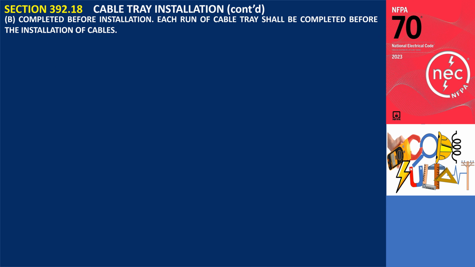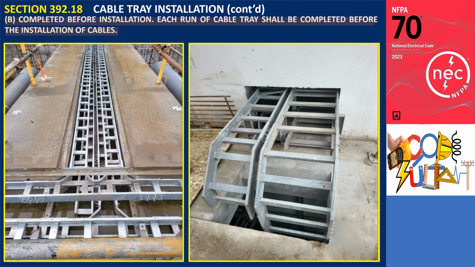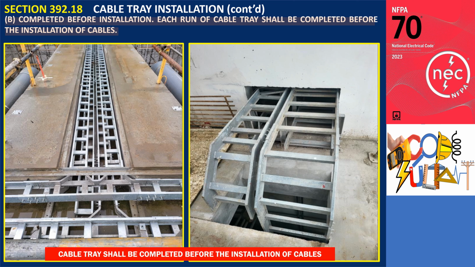Section 392.18, B. Completed before installation. Each run of cable tray shall be completed before the installation of cables. This section specifies that each run of cable tray must be fully installed before any cables are placed within it as shown in the photos. This requirement is critical for several reasons.